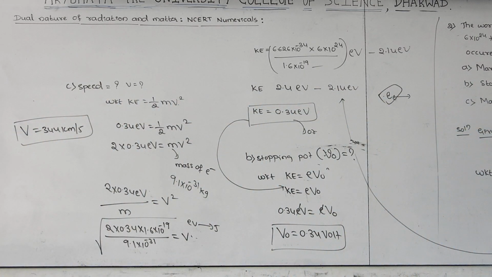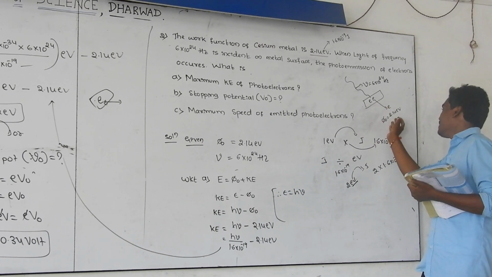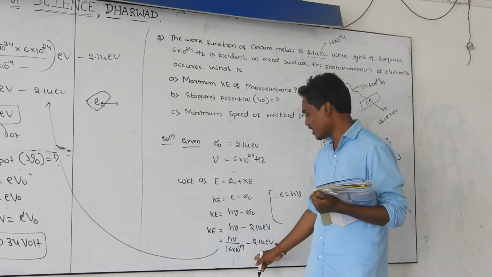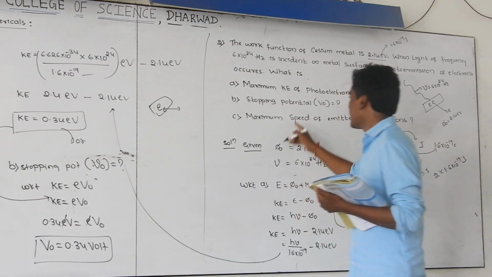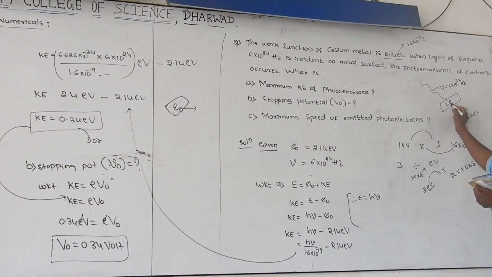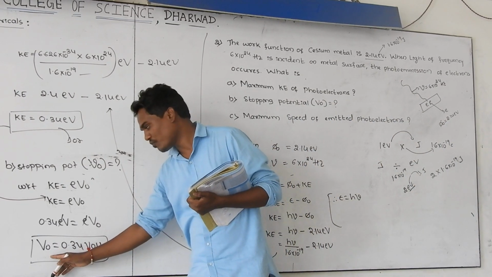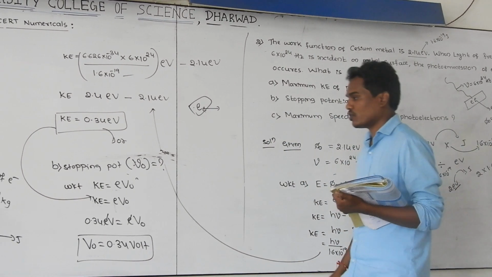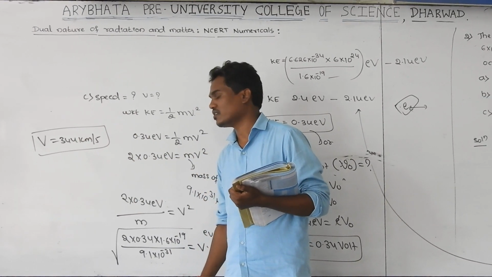The first one, maximum kinetic energy of electron. Whenever the electron is emitting from the metal surface, its kinetic energy, that you found out, is equal to 0.34 electron volt. Second one, stopping potential. Whenever the electron is emitting from the surface of the metal, in order to stop that emission, how much potential you have to apply? That is 0.34 volt. And what is the speed of that emitted electron? That is 344 kilometer per second. This is the second one.